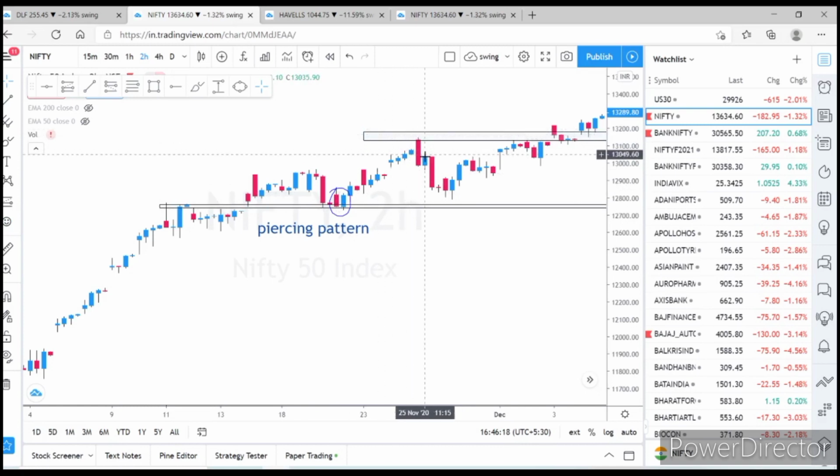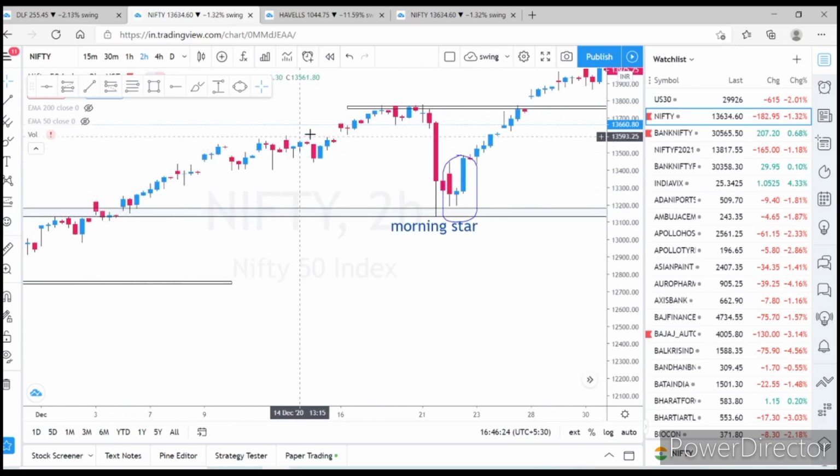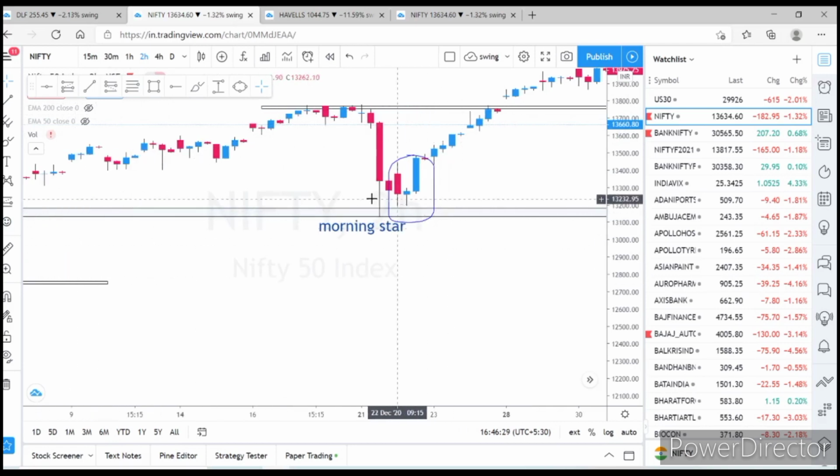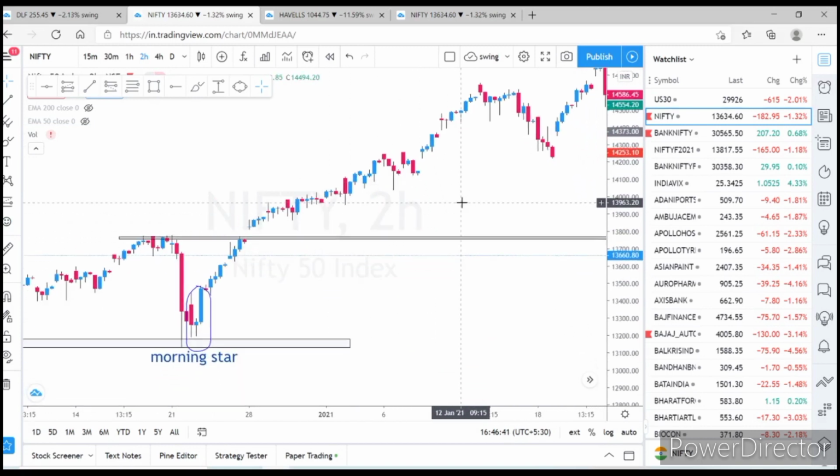Then again Nifty took resistance here. This resistance was broken. Once this resistance was broken, Nifty again came back to take support at that resistance level. Look, these 3 candles form a beautiful morning star. Once this morning star was formed, it rallied so big. So friends, this is how we should use candlestick patterns with support and resistance. We should not use morning star, bullish engulfing, or any other candlestick pattern at any stage. We should look to use those at a support level or resistance level.